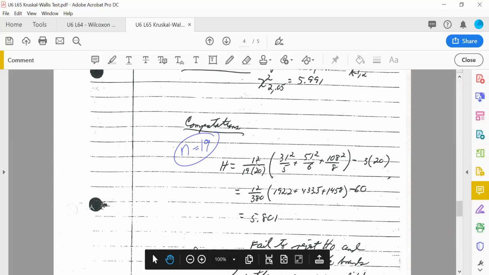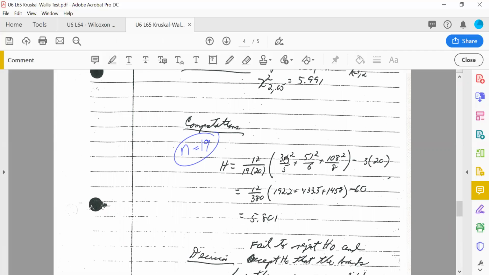So it's 12 divided by N times N plus 1, which is 19 times 20. Then it's the sum of each group. You take each rank, square it. It was R sub i squared divided by n sub i. So you take the rank, square it, divide by its sample size. Take brand Y rank, square it, divide by brand Y sample size. Brand Z squared divided by brand Z sample size. Minus 3 times N plus 1, which is 20. Put it all together, and you get a computation.